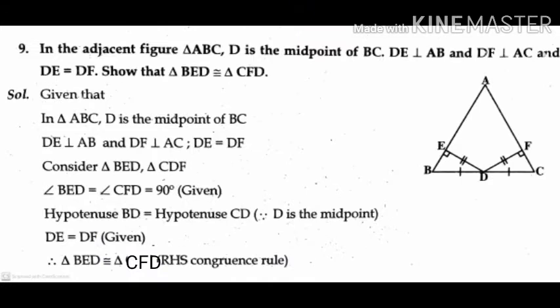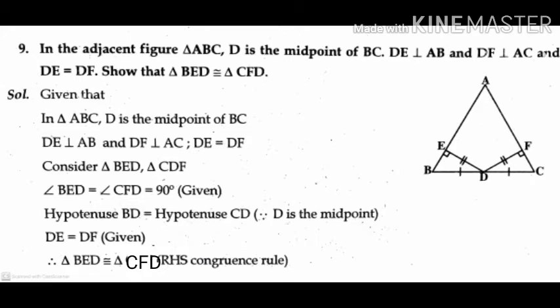Next, ninth question. In the figure, triangle ABC, D is the midpoint of BC. DE is perpendicular to AB and DF is perpendicular to AC, and DE is equal to DF. Show that triangle BED is congruent to triangle CFD.